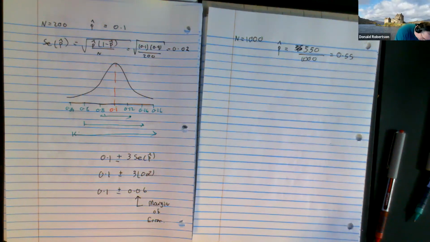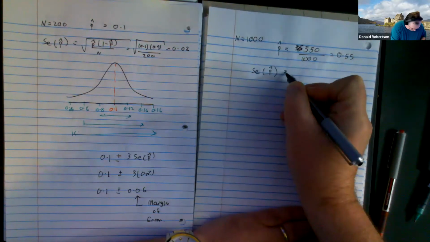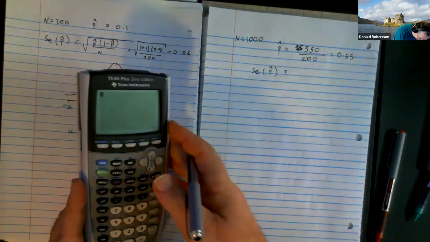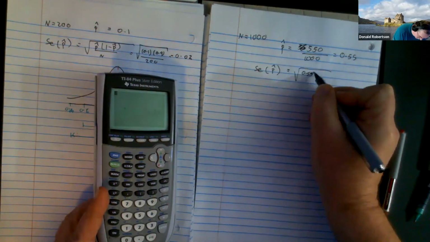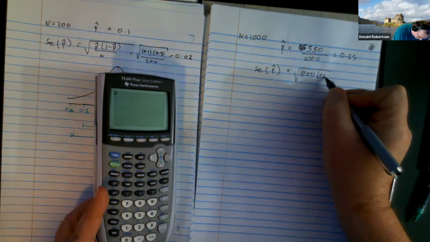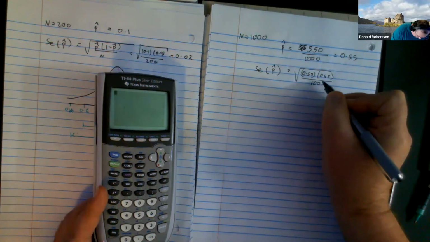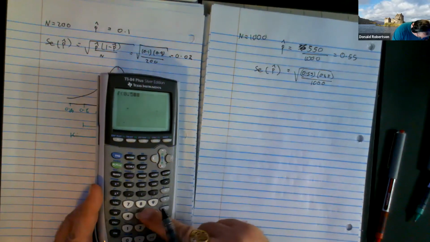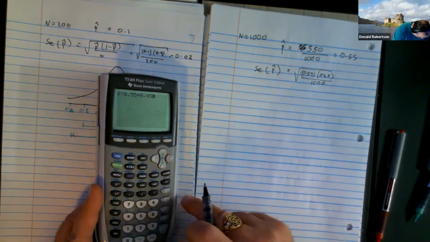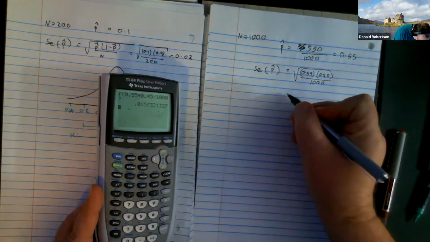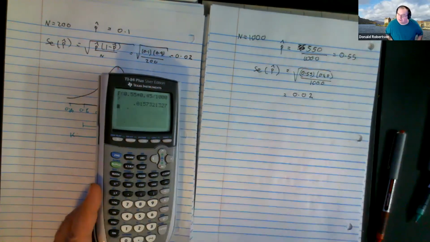Well, if I calculate the standard error of p hat, see what it looks like. It's the square root of p, which is that number, times 1 minus p, which is that number, divided by 1,000. And the answer I get is 0.0. I'm going to round it off to 2 just to make my calculations easier, right?